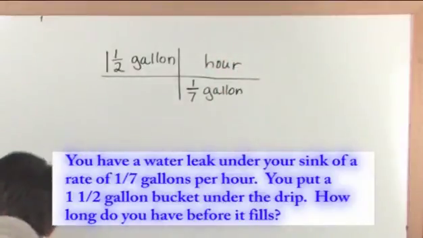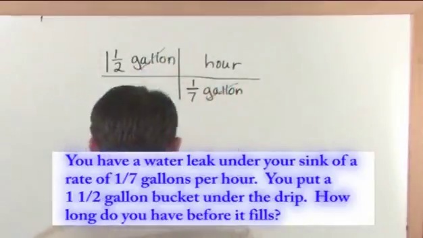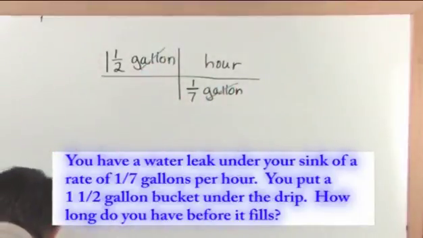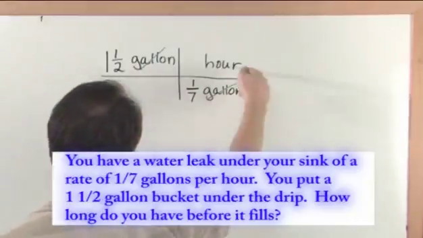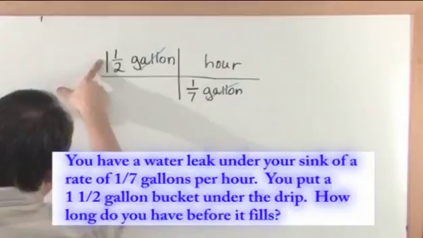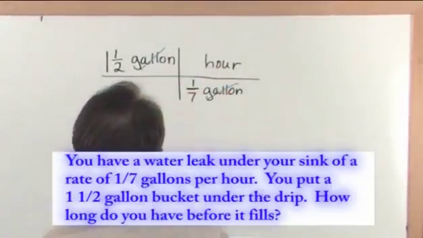If we write it this way, which is division, which is what we know we're going to do, gallons will cancel with gallons, okay? Because they're on the top and on the bottom. So because gallons cancels with gallons, you'll be left with hours. So by dividing the 1.5 gallons by the 1/7, you will be left with how many hours it takes to fill it up.